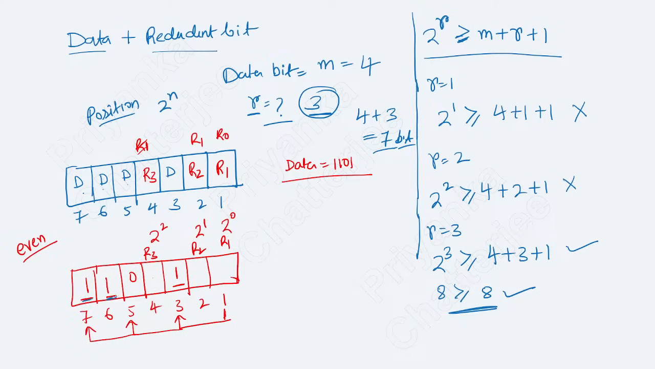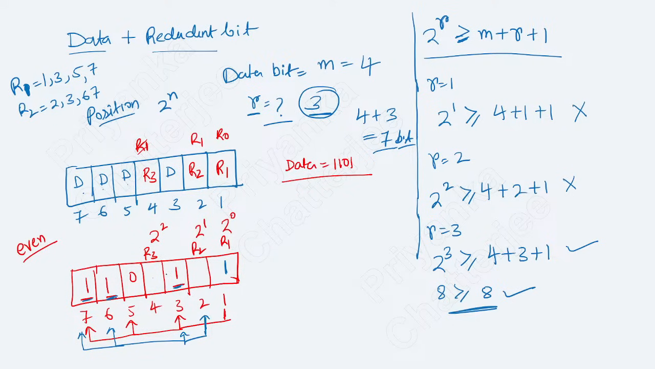As this is the odd number, 1, 1, 1, I have to make it even. 1, 3, 5, 7. Next one, for R0 it was 1. For R1 it was 1, 3, 5, 7. For R2 it will be 2, 3, 6, 7. So check the 2, 3, 6, 7 position.